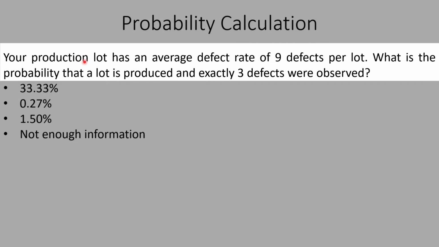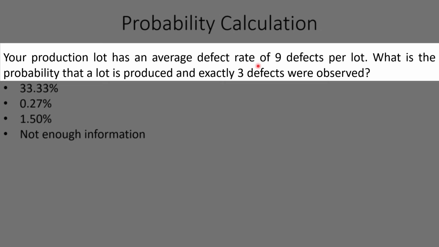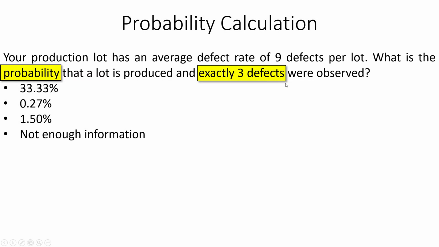Okay, your production lot has an average defect rate of 9 defects per lot. That's an important piece of information. What is the probability that a lot is produced and exactly 3 defects are observed? So there's a handful of keywords here, probability being one of them. If you see that word probability, you know you have to calculate the probability of some value. The next keyword here is exactly 3 defects. That is the outcome that we're concerned with.